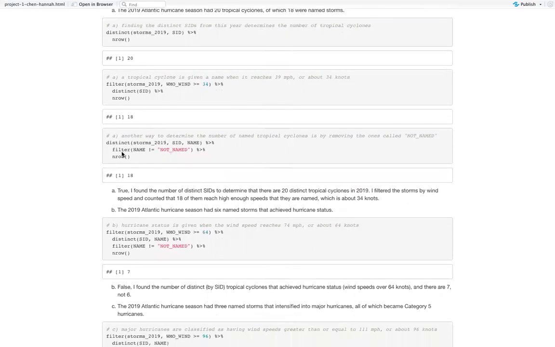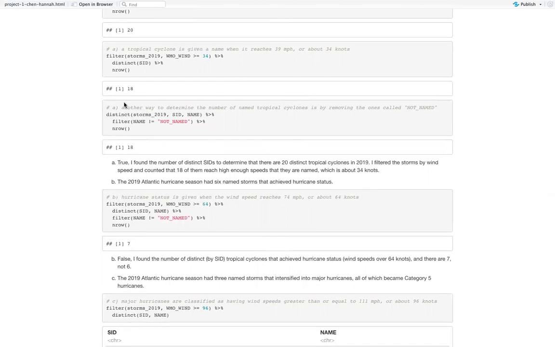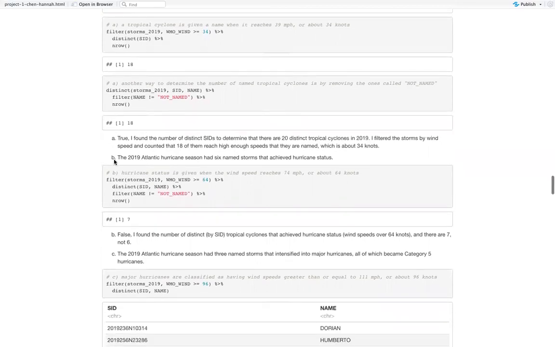And then the second method was to filter out the ones that are called not named, which was according to the data, the ones that are not named. And since both of them got 18, A is true.